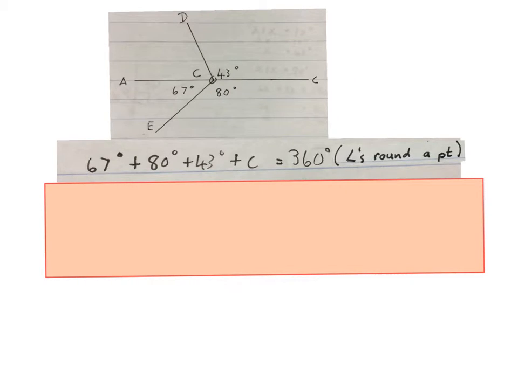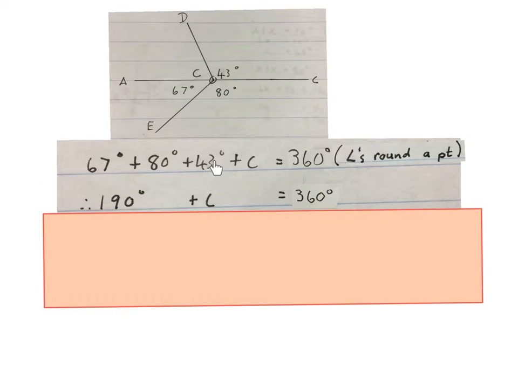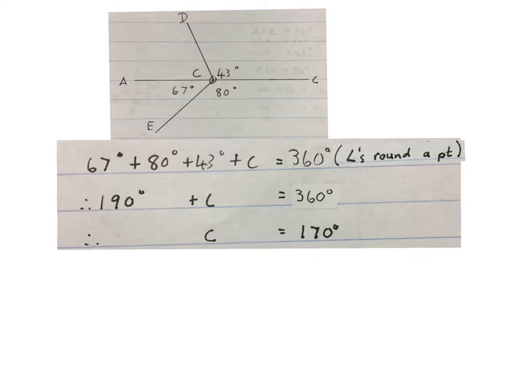The first thing I do again is add up all these angles. I say 67 plus 80 plus 43 plus C equals 360, by reason, angles around a point. Again, I add these numbers. I get 190 plus C equals 360. Then I minus the 190 from the 360. Then my final answer here is C equals 170.